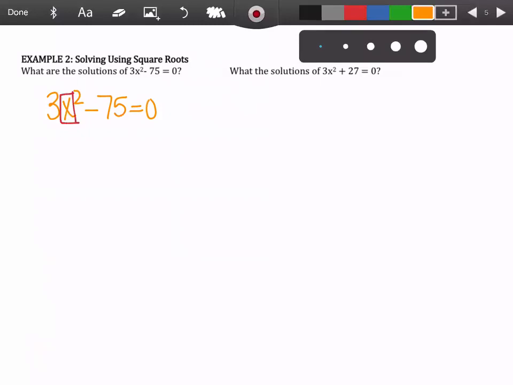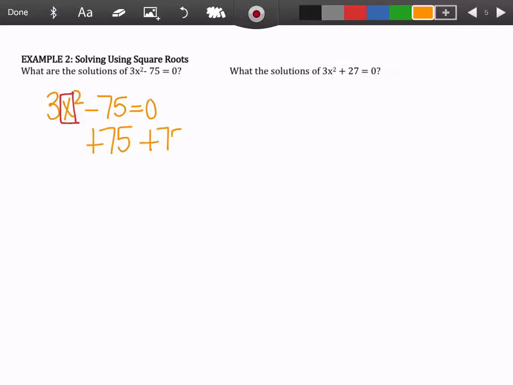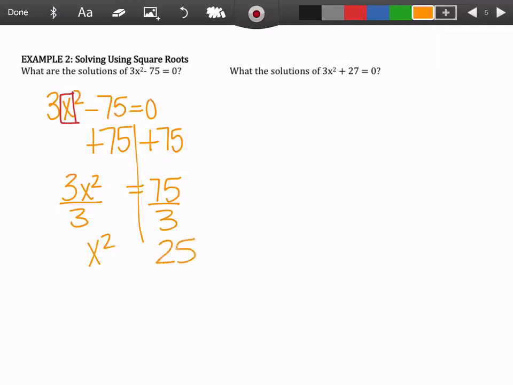It's similar to balancing an equation. The x squared makes it a little bit more challenging, but we still subtract or add the 75 to both sides. So that gives us 3x squared is equal to 75. And then to get x squared by itself, we divide both sides by 3. So all of this is just like balancing an equation. But now we have x squared is equal to 25.